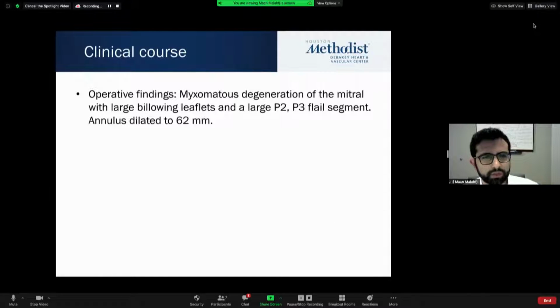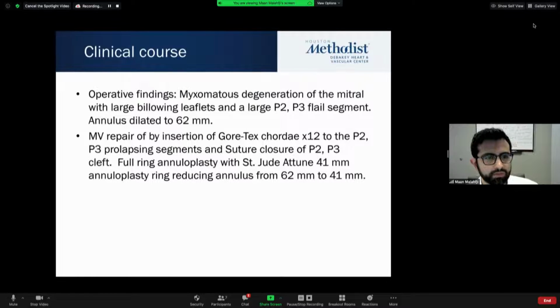Operative findings showed myxomatous degeneration of the mitral valve, large billowing leaflets, flail segments as we discussed, and the annulus was dilated to 62 millimeters. The repair was done with chordae, 12 of them, to the P2 and P3 segments. And then there was a cleft at P2 to P3, which was closed. A St. Jude Attune ring was placed, reducing the annulus size from 62 to 41 millimeters.